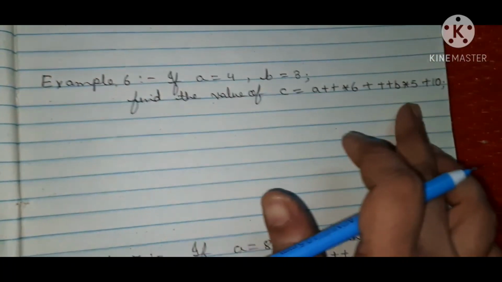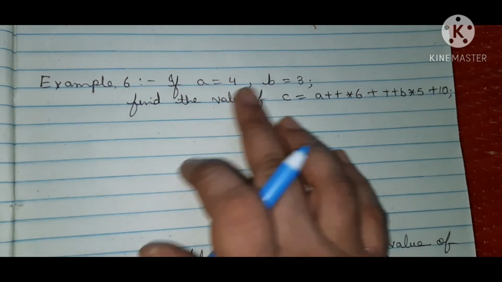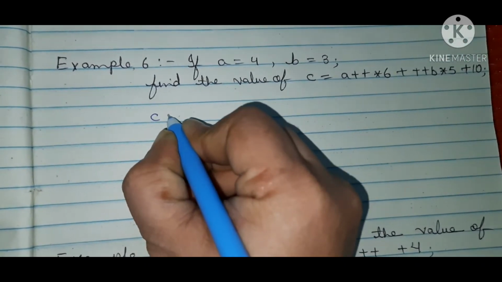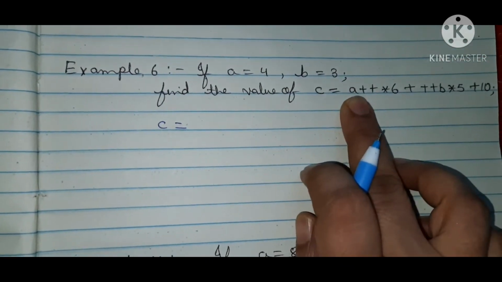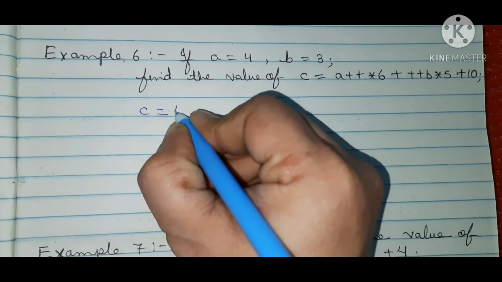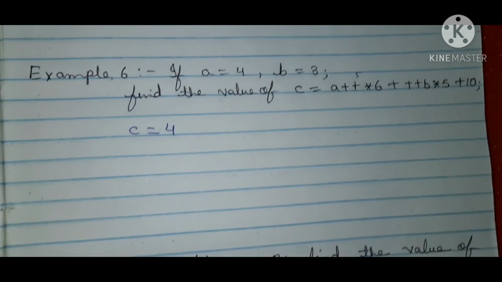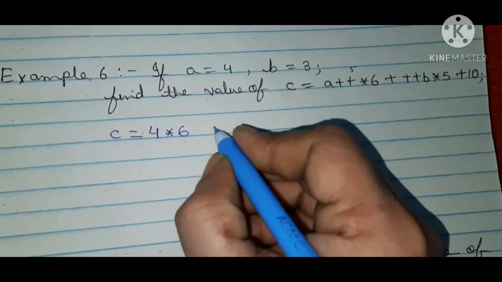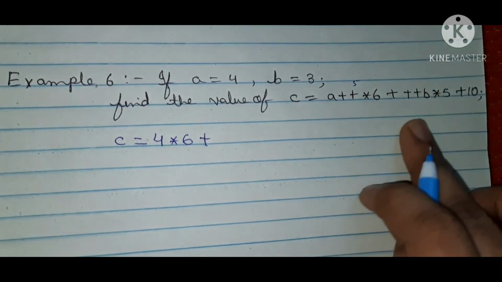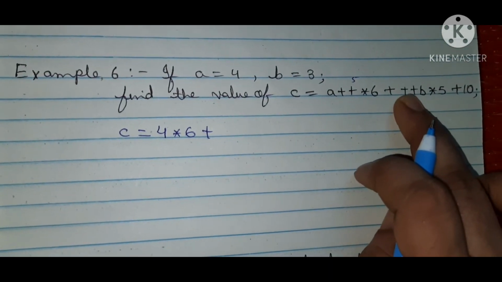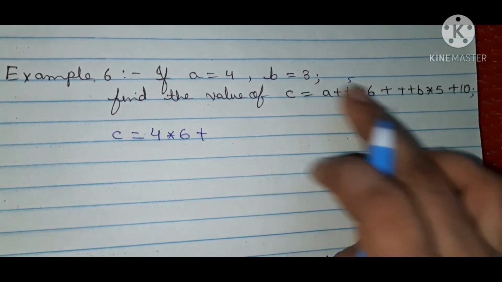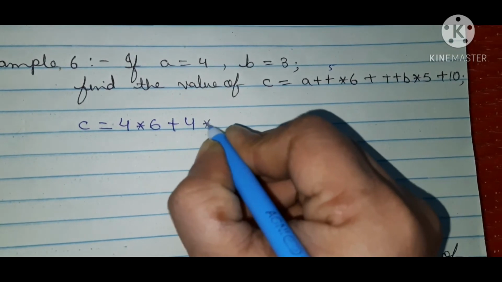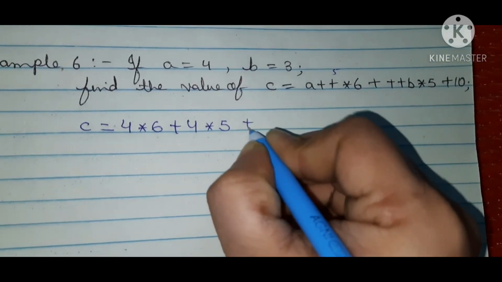Now again let's see the next example. Here value of A is 4, B is 3. Now we will find the value of C. So C equal to A, first we'll write and then increase. So 4 will write, now it has increased to 5. Then into, multiply 6, then plus, then plus plus B. First we'll increase and then write. So B's value is 3, now it became 4. Then multiply with 5 plus 10.